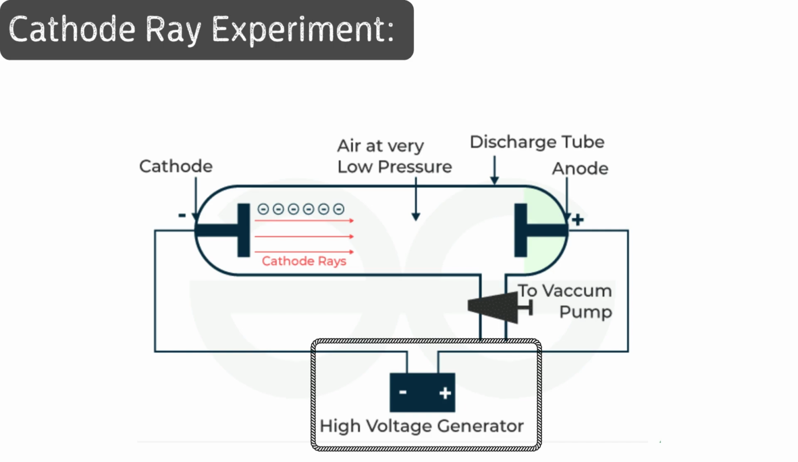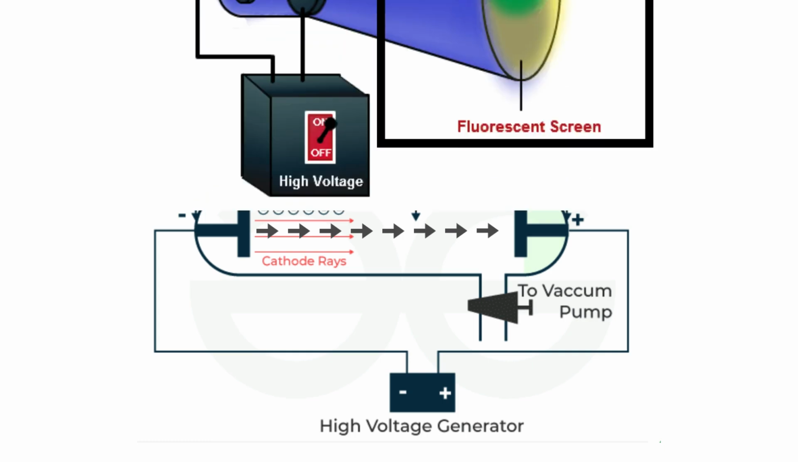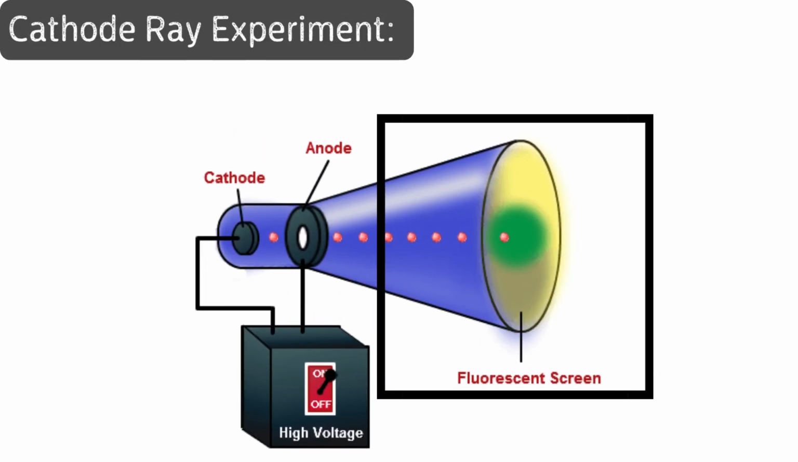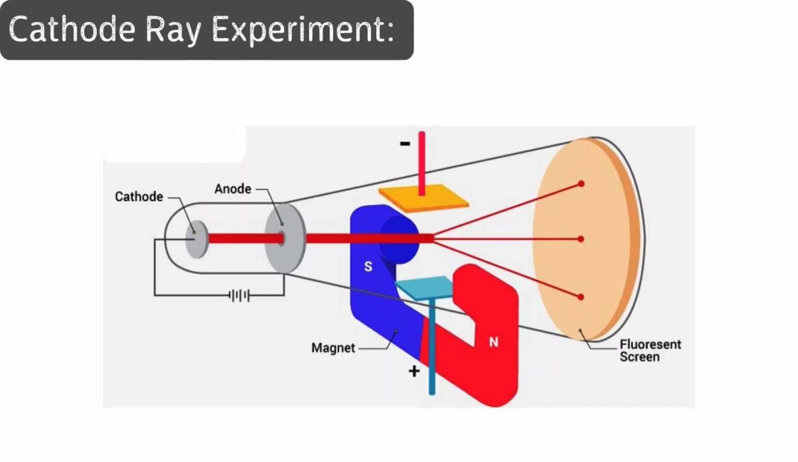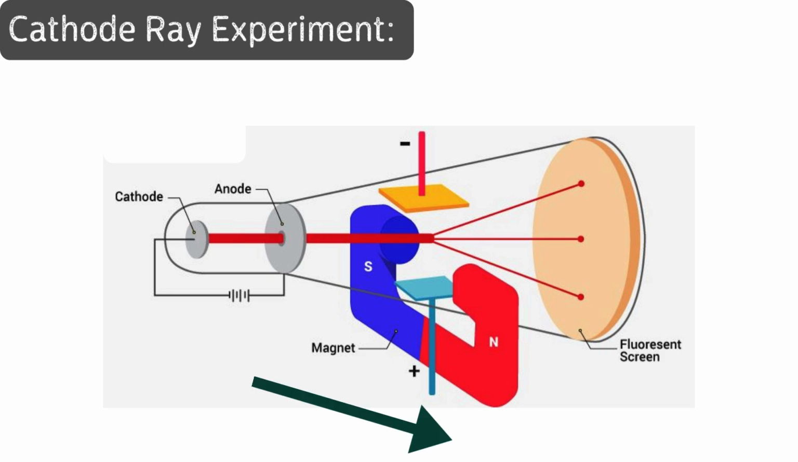When the voltage is applied, electrons are emitted from the cathode and start moving towards the anode. These moving electrons form a beam called cathode rays, visible as a faint white or greenish glow inside the tube. The fluorescent screen glows where the rays strike, showing their straight line path. When a magnet or electric field is brought near, the rays deflect towards the positive side, proving they are negatively charged particles.